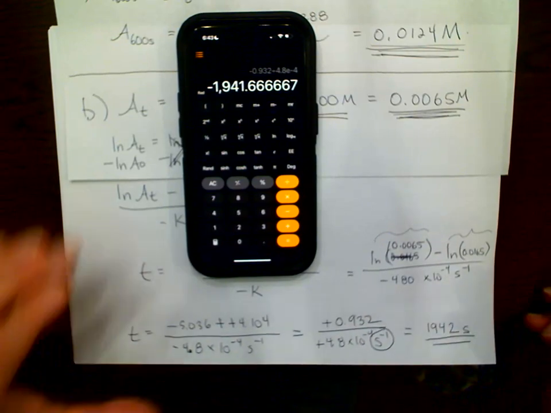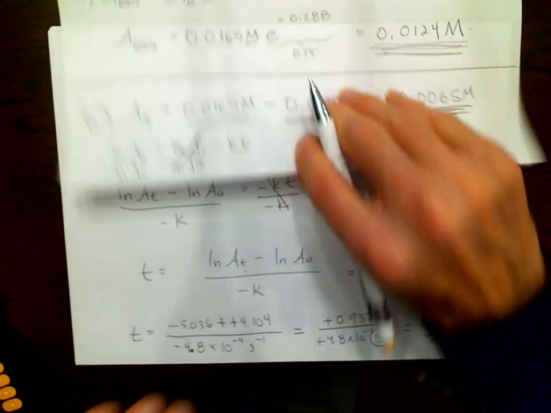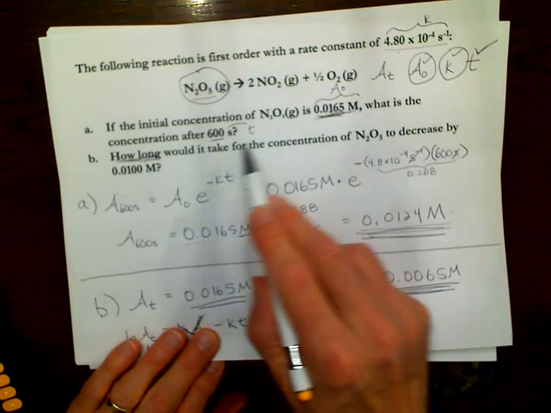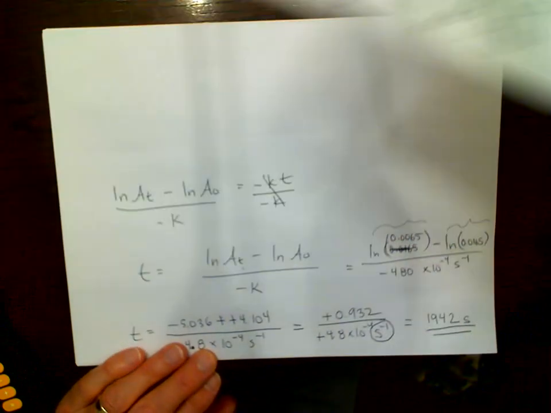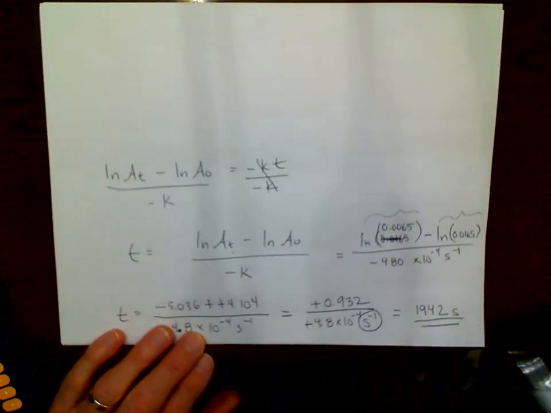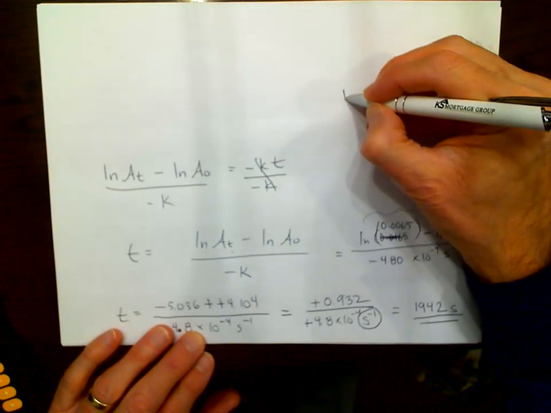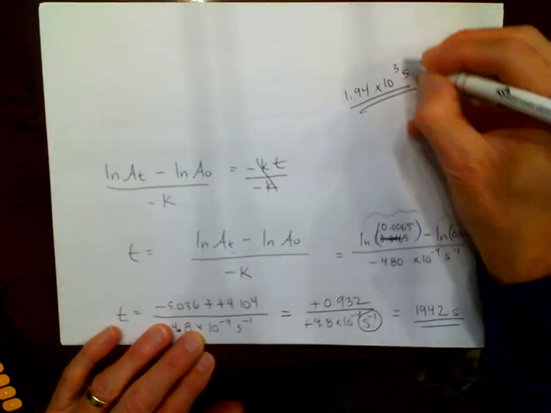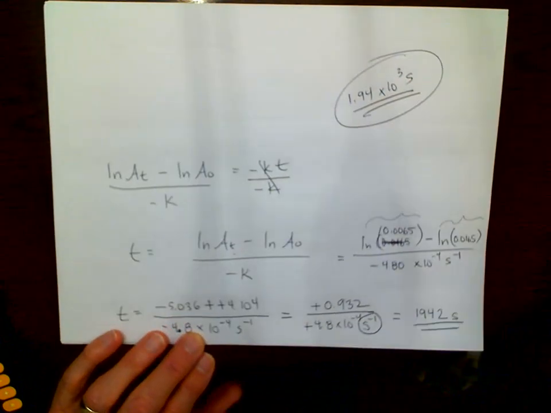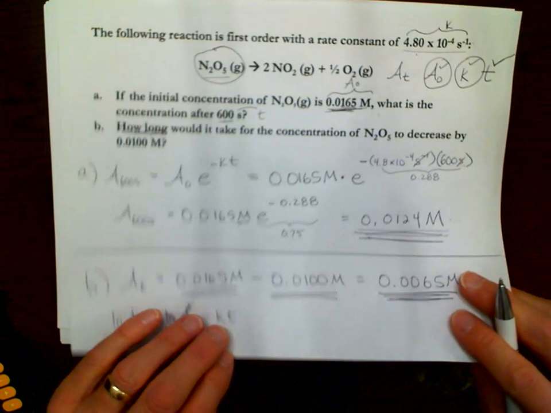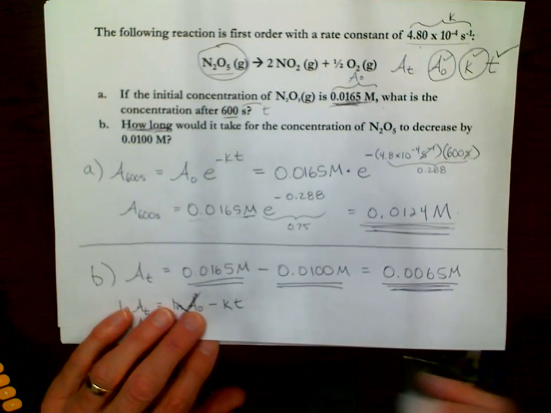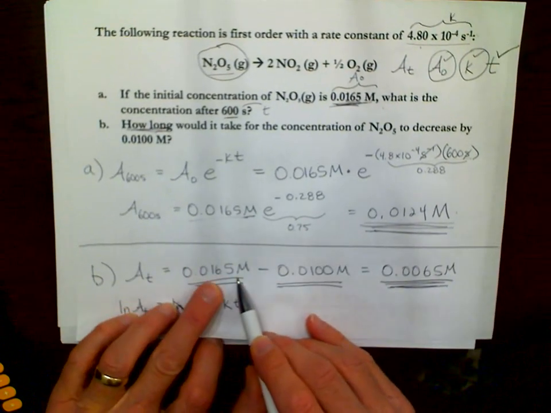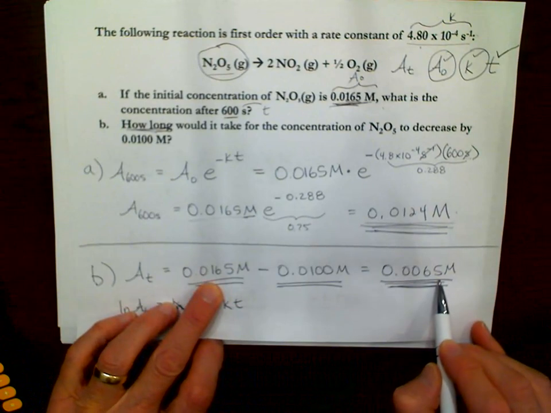Now I better check my sig figs here. It looks like we're going with 3 sig figs. So in order to write this in a way that represents 3 sig figs in the answer, I'm going to write it like this: 1.94 times 10 to the third seconds. That should be how long it's going to take for our concentration to decrease from 0.0165 molar to 0.0065 molar.